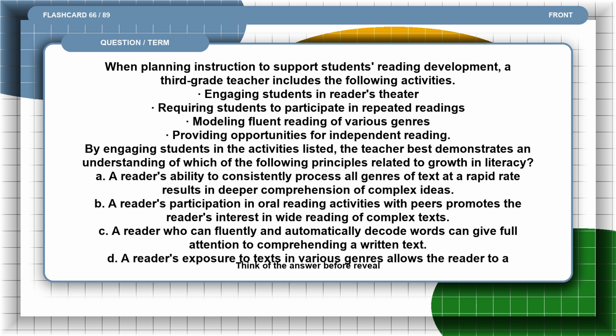A. A reader's ability to consistently process all genres of text at a rapid rate results in deeper comprehension of complex ideas. B. A reader's participation in oral reading activities with peers promotes the reader's interest in wide reading of complex text. C. A reader who can fluently and automatically decode words can give full attention to comprehending a written text. D. A reader's exposure to texts in various genres allows the reader to... Pause and think of the answer before the reveal.